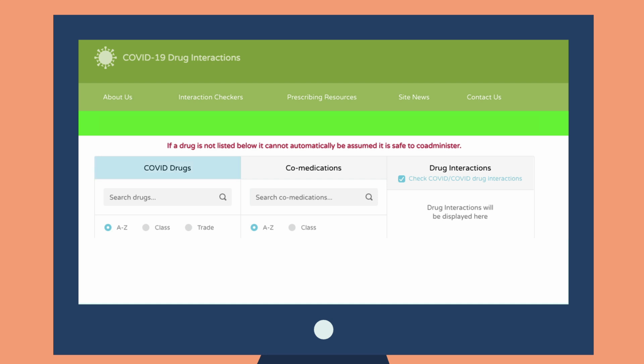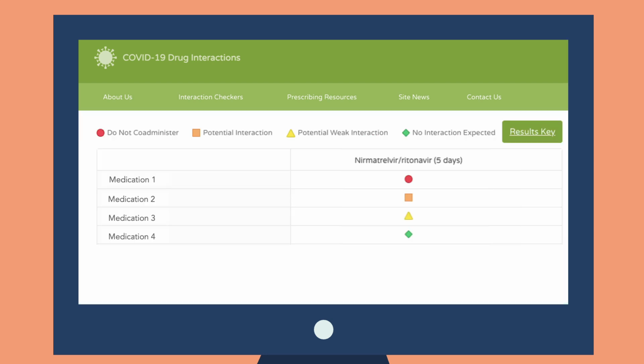You can search COVID drugs in the first column and co-medications in the second column. You can also check by class. It gives you information about the interaction itself and potential alternatives to the co-medication in some cases. You can select Table View to see all interactions. The co-medications you searched will be in the left column, and the COVID drug and results to the right.